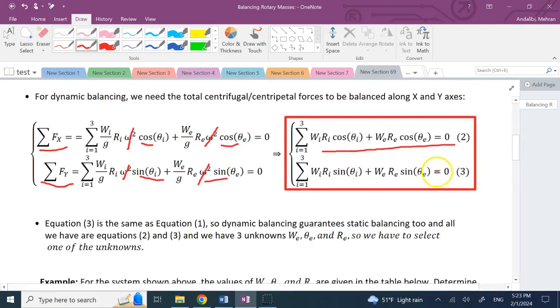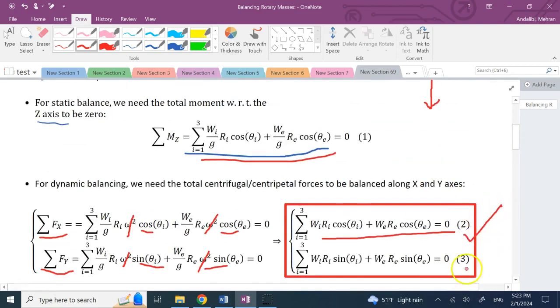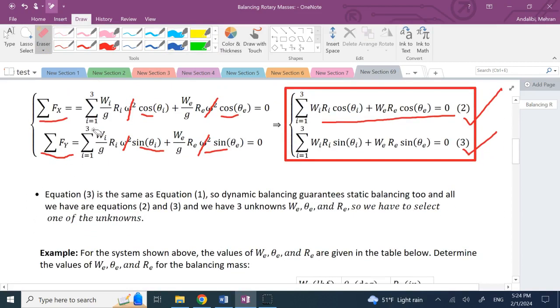So if I can have dynamic stability and balance 2 and 3, 1 is automatically satisfied too. So dynamic balance here guarantees what? Static balance as well. Okay? And I mentioned that for you over here. Now, we really have two equations to satisfy, 2 and 3.